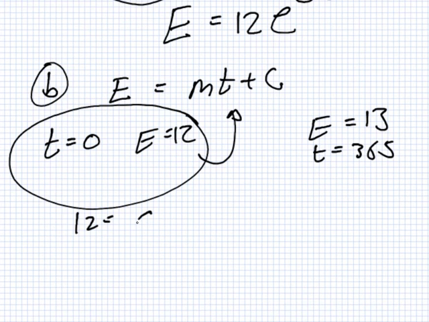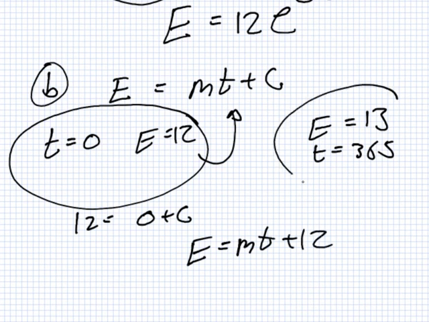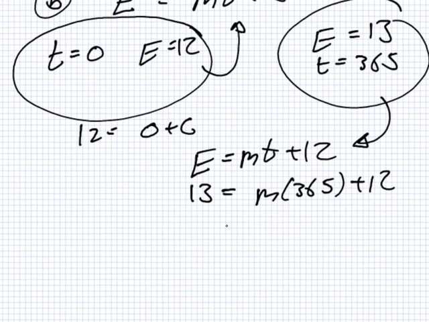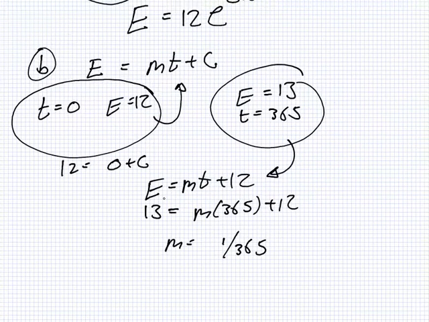So let's put this in. 12 equals 0 plus C, so C equals 12. So now you have energy equals MT plus 12. And let's put this in. 13 equals M times 365 plus 12. So that means M is 1 over 365.